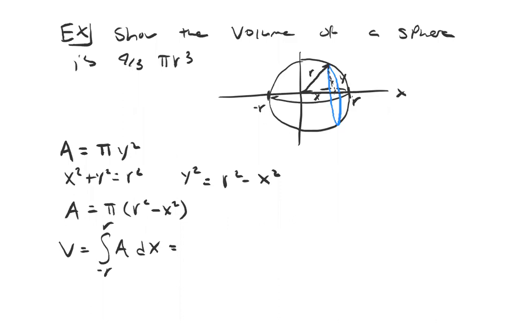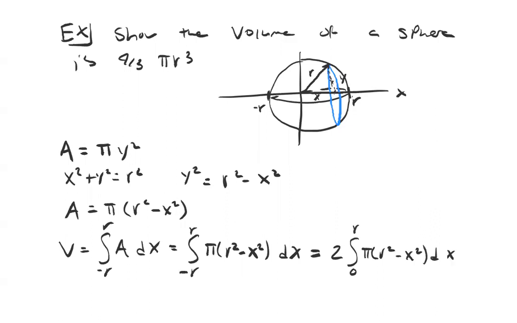Now I'm just going to plug in. So I'm going to get the integral from minus r to r of the area, pi times r squared minus x squared, dx. And now I'm going to integrate this. First thing you should notice is that this is an even function. It's x squared and x to the 0. If I plug in minus x, I get the same thing back. So I'm going to exploit that and make this 2 times the integral from 0 to r of pi times r squared minus x squared dx. And now I'm going to do this integral because it's a little easier to do.